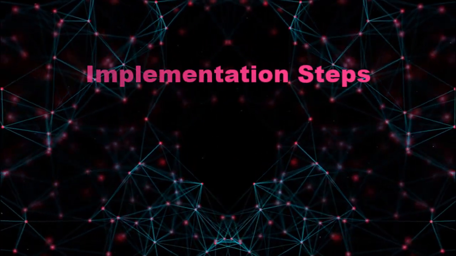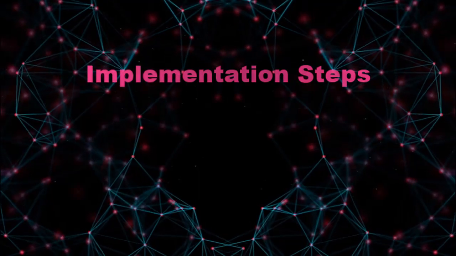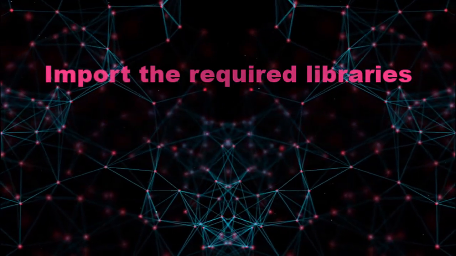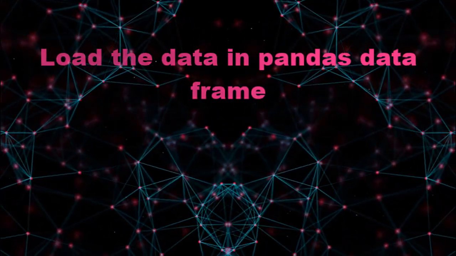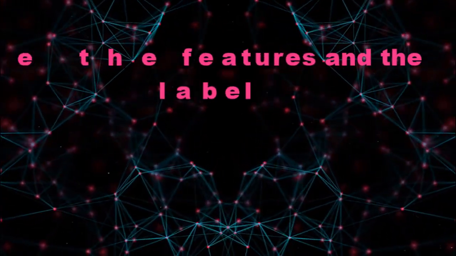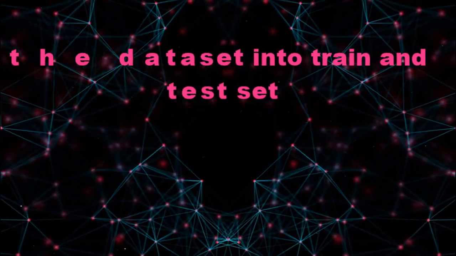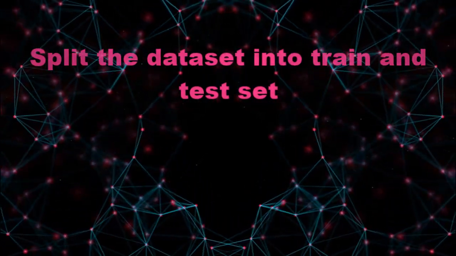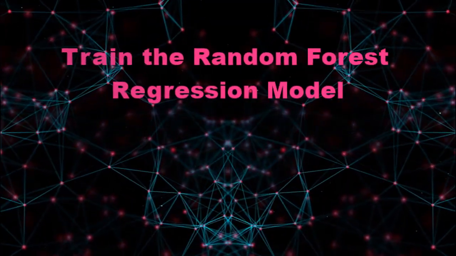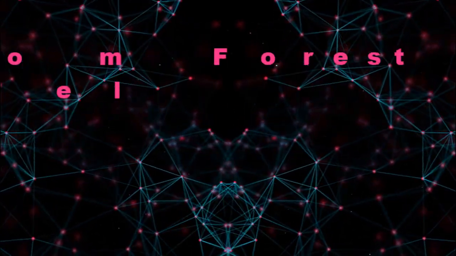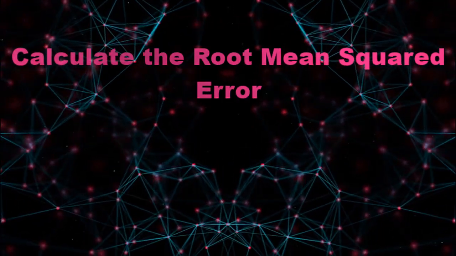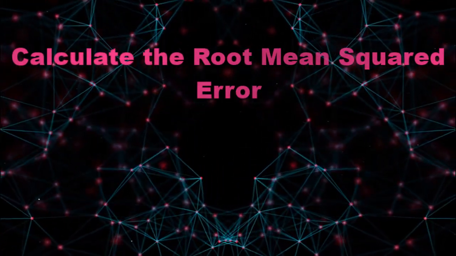I will use the following simple steps to implement the random forest regression model. We will start by importing the required libraries. Then we will load the data in a pandas data frame. After that, we will visualize the data. Post that, we will separate the features and the label. Then we will split the data into train and test sets. After that, we will instantiate the random forest regression model. Then we will train the random forest regression model. After that, we will predict using the random forest regression model. Finally, we will calculate the root mean squared error of the trained model.